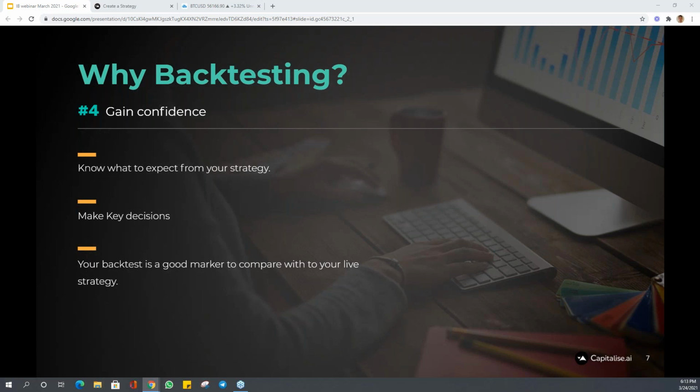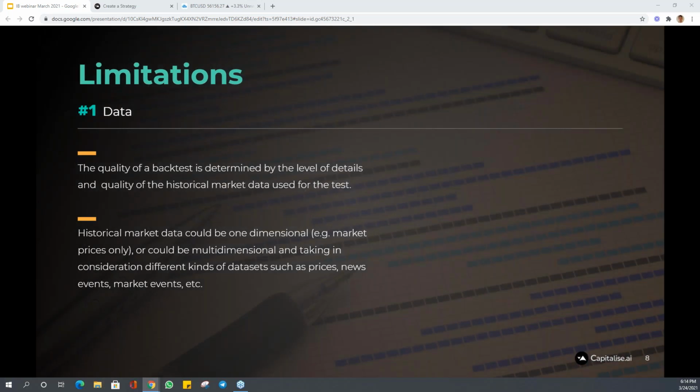Great. So those are the 4 reasons why we backtest: to prove our strategy works, to optimize our strategy, to optimize our approach, to create new trading ideas, and the most important is to gain confidence in your strategies. Great, we're doing awesome with time, guys. Let's move on. We've got limitations next, and understanding limitations is really important for backtesting. And we have 3 important points here to go over.